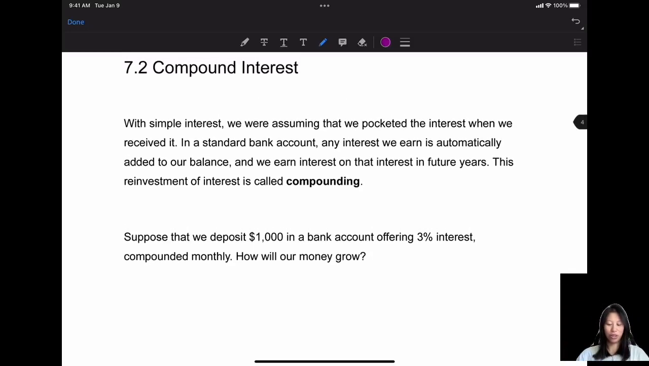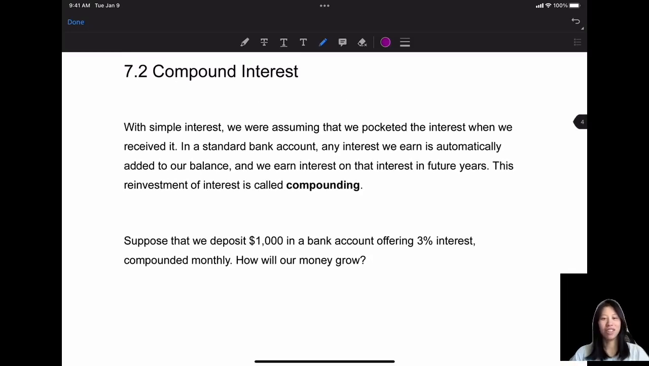Okay, today we're going to talk about compound interest. With simple interest, we were assuming that we pocket the interest when we receive it. In a standard bank account, any interest we earned is automatically added to our balance, and we earn interest on that interest in the future years.